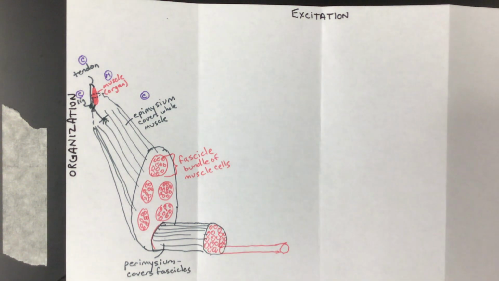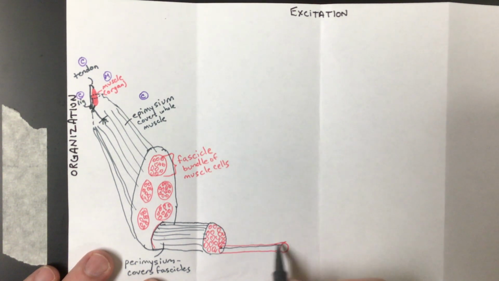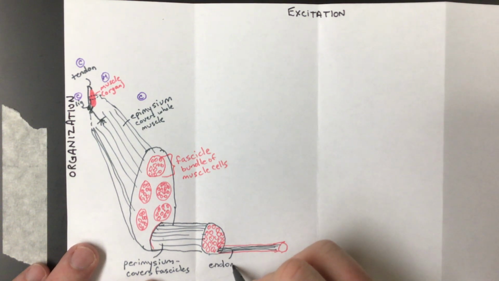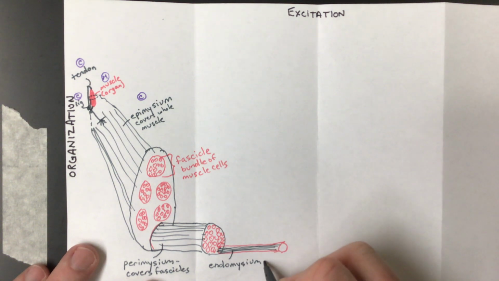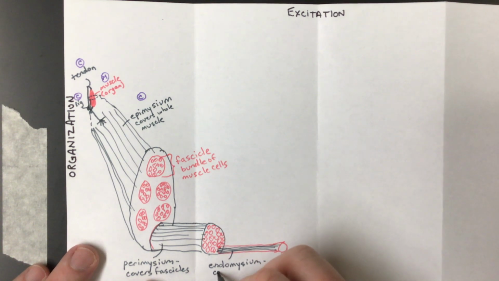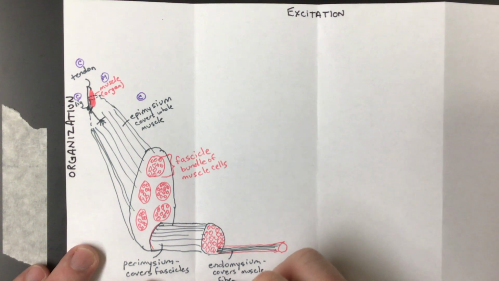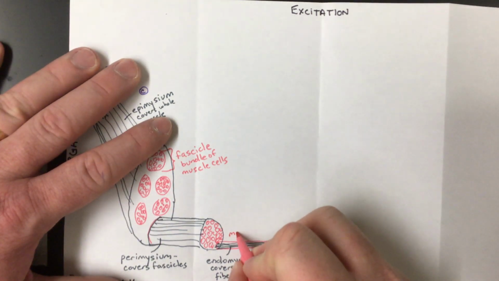And a fascicle is made up of a whole bunch of smaller units, and those have connective tissue coverings as well. And that connective tissue covering is called the endomysium. So as much as it's confusing that all of these structures have similar names, their name kind of gives us a clue as to where they're positioned on the muscle. Epi, then peri, then endo. So the endomysium covers muscle fibers. So that makes this guy right here a muscle fiber.